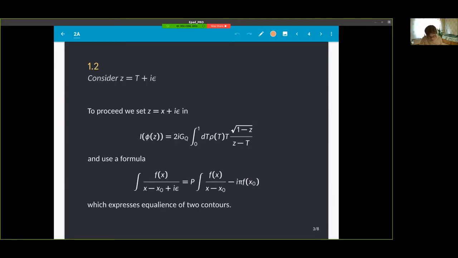The next thing that one needs to consider is to promote this z to be a complex. And this complex z is t prime, let's put it at t prime so we don't get confused, plus i epsilon, where epsilon is going to be a small quantity. So we start with this formula, and we set x meaning that's t prime, and we plug it in this formula.